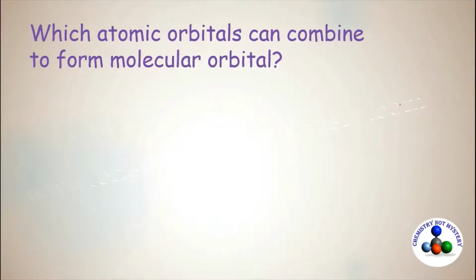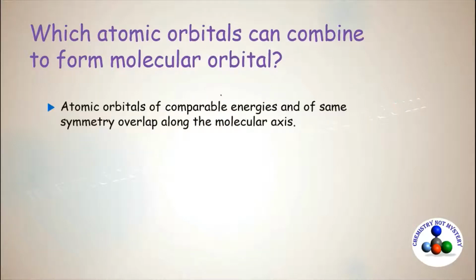Now let's discuss which two atomic orbitals can combine to form a molecular orbital. Atomic orbitals of comparable energies and of same symmetry can overlap along the molecular axis. For example, s orbital can overlap with s orbital because they both have same symmetry. And what about the energy? 1s can only overlap with 1s. 1s cannot mix with 2s.